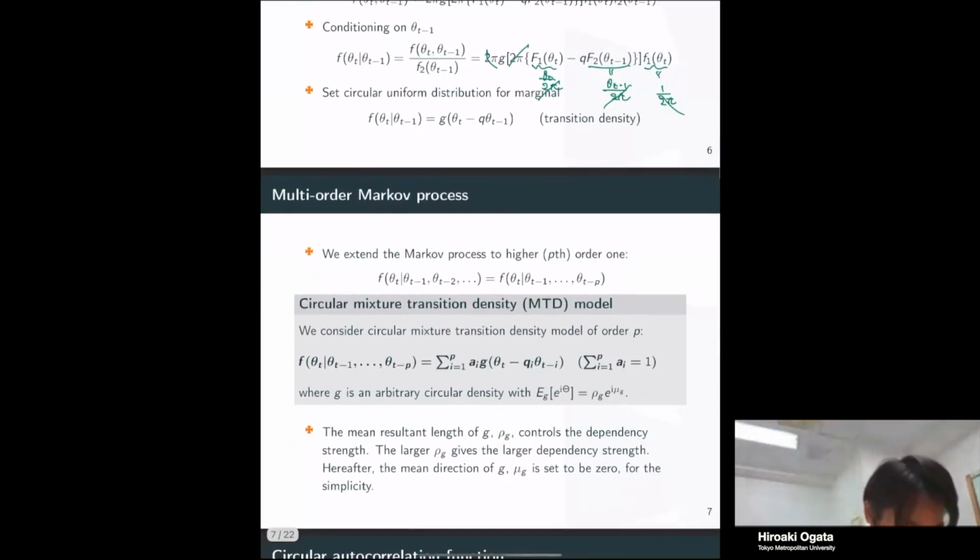Here mu Z does not affect the dependency strength. So hereafter, the mean direction of Z, mu Z, is set to be 0 for simplicity. Here it becomes I0, which becomes 1. So hereafter, we set mu Z to 0.